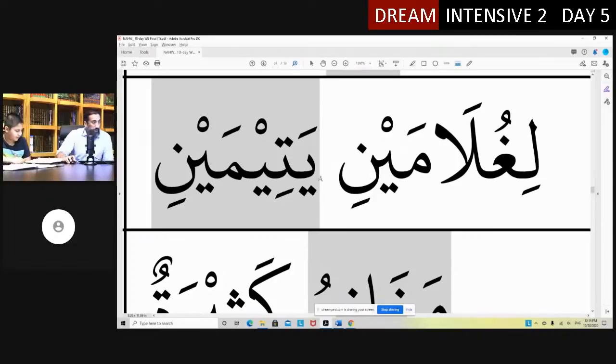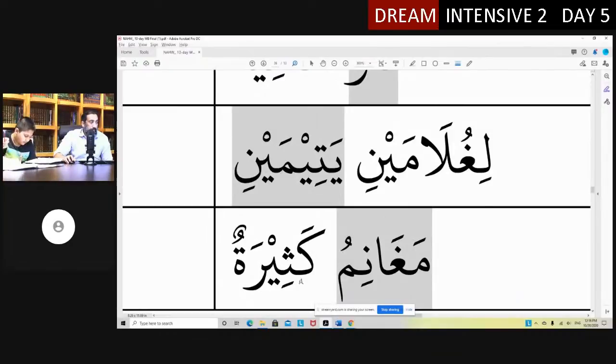Now let's see if the word orphan matches boys. Is yatimaini also jar? Is it also masculine? Is it also dual? That's why yatimaini is describing ghulamaini. And that's why we're going to say for two orphan boys. Li ghulamaini yatimaini.